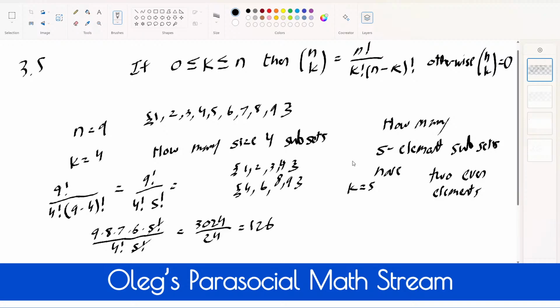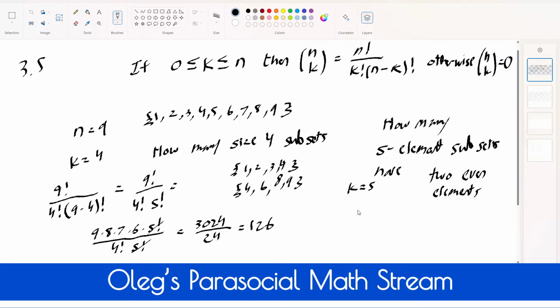I'm going to read what they're saying here. Okay. Making a 5-element subset of A with exactly 2 even elements is a 2-step process. First, select 2 of the 4 even elements from A. Select 2 of the 4 even elements from A. So, all right, we just need 2 of them.